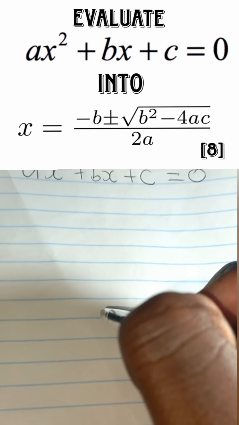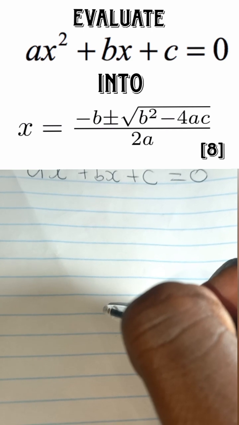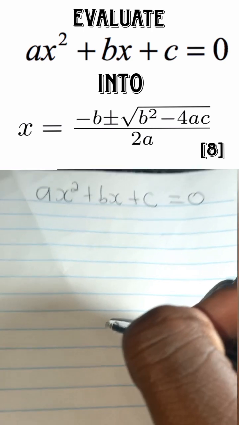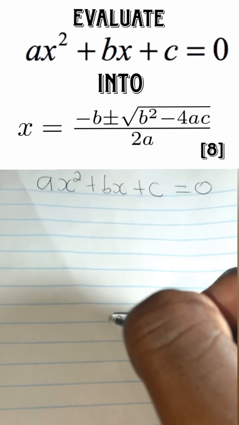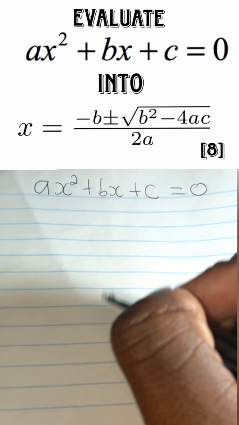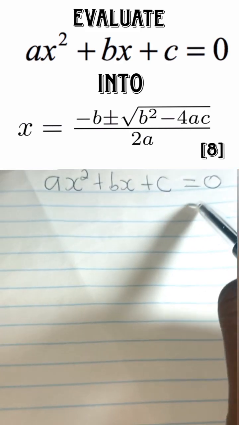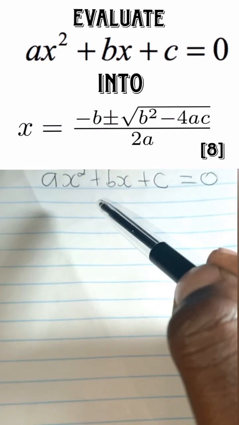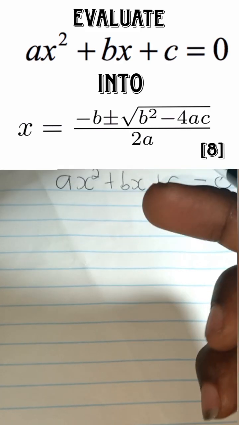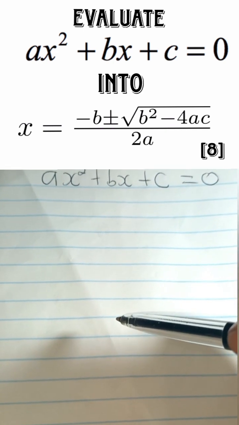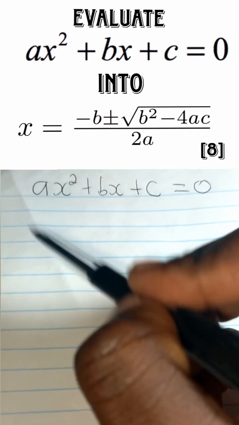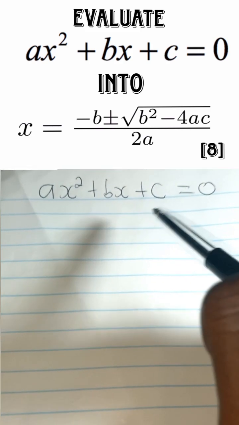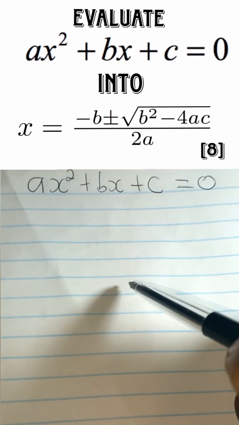Okay, we are going to derive the quadratic formula from the standard form of a quadratic equation using the completing the square method. We are going to apply the rules of completing the square. The first step is to check if it is in the standard form ax squared plus bx plus c. Yes, it's in the standard form.